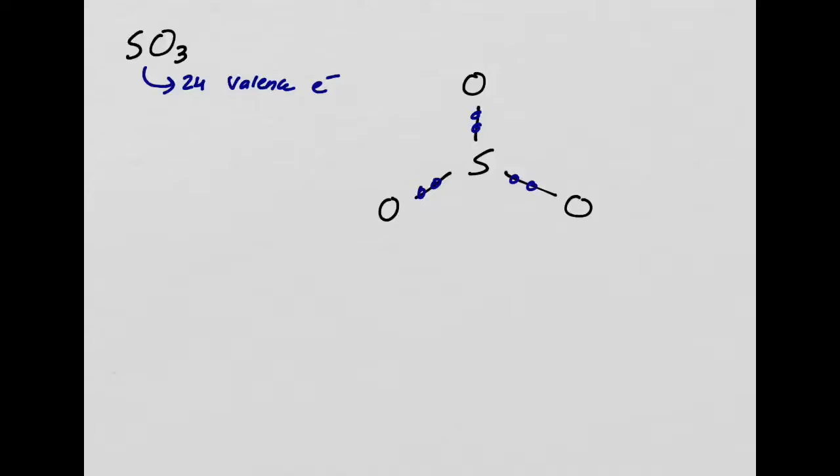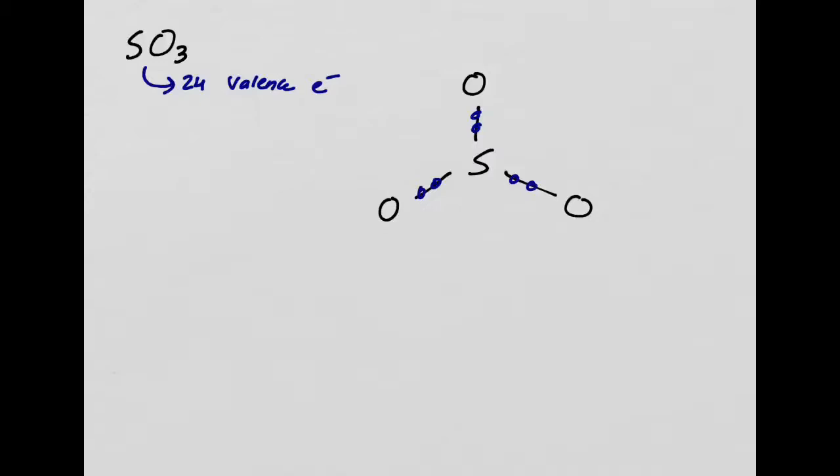SO3. How many valence electrons does it have? It has 24 valence electrons, because S has 6, and each oxygen has 6, so it will be 24 valence electrons. Now, what goes in the middle? S goes in the middle. I'm going to draw a bond between S and each oxygen. So far, so good. And don't forget that each covalent bond is sharing 2 electrons. I needed to remember that.